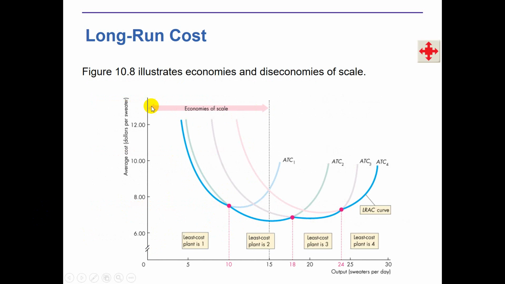So here we can see this is the phase of economies of scale because the long run average cost is declining. The second phase is diseconomies of scale, because after this minimum point, the long run average cost is increasing. So the firm is going into the phase of diseconomies of scale.